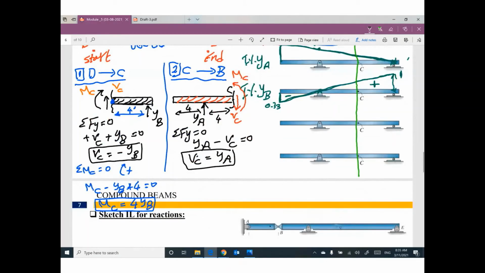Go ahead and take moment at C equals 0. Assume this direction is positive. If you take moment at C, VC will be cancelled. We still have MC, and we have negative 4 YA equals 0. So the final conclusion, MC equal 4 YA.